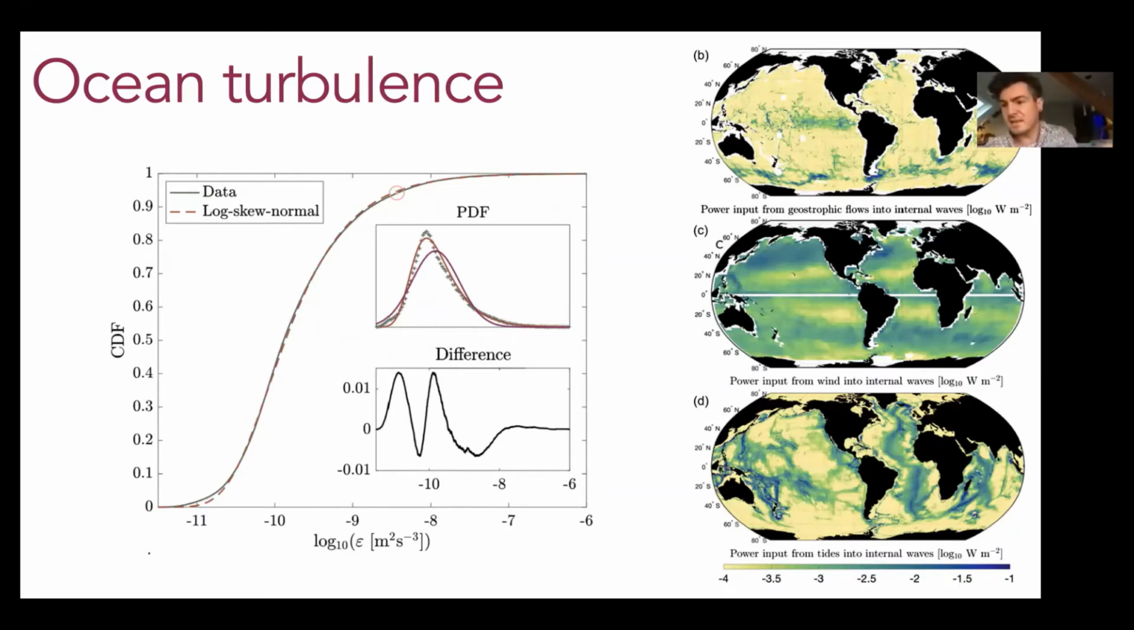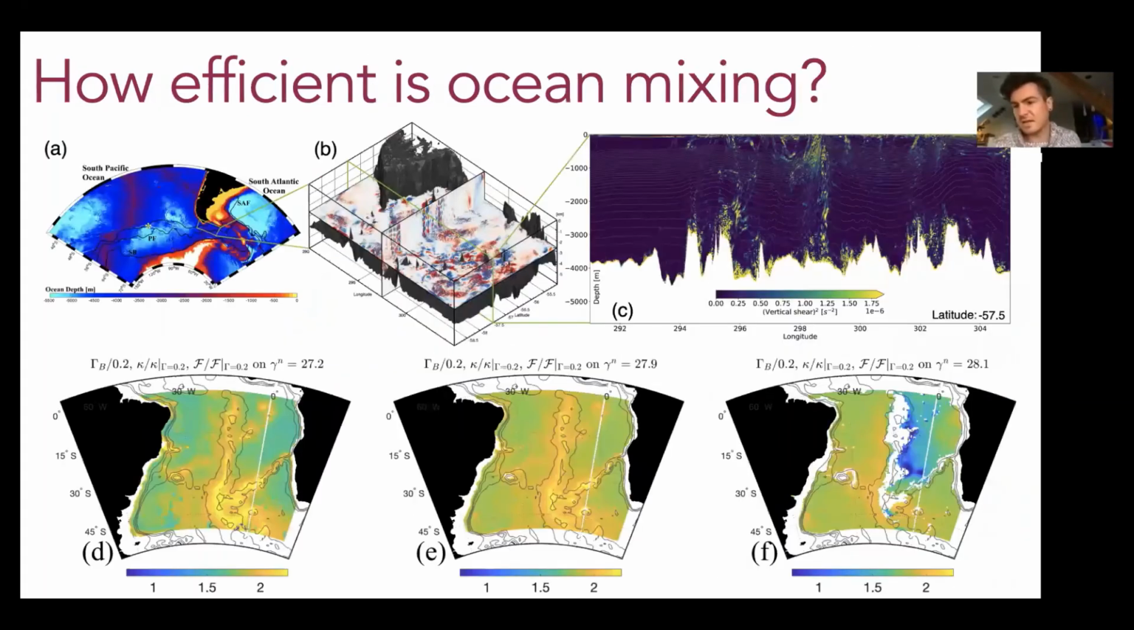It's instead the sum of a bunch of different processes which happen, they have their own different spatial patterns, but they're all occurring and interacting all at once. And so you end up getting a log skew normal because you're sampling the sum of those individual processes. And so this has all kinds of implications in terms of ocean turbulent mixing.